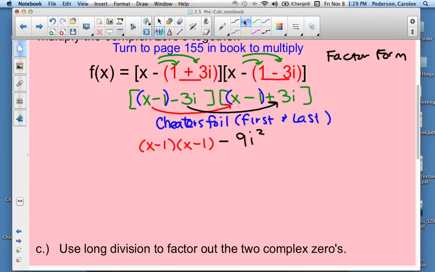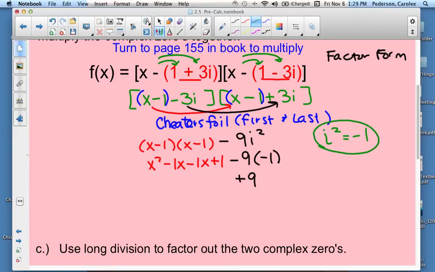Then we're going to FOIL the red. So we get x squared minus 1x plus 1. And then negative 9, replace the i squared with negative 1. So that becomes a negative negative, a positive 9. Let me step away for a moment again. Remember, i squared is replaced with a negative 1. I go back to our equation, x squared minus 2x, because these are like terms, plus 1, and then combine our last two terms, which are constants, to get plus 10.